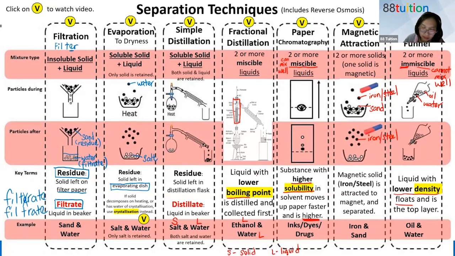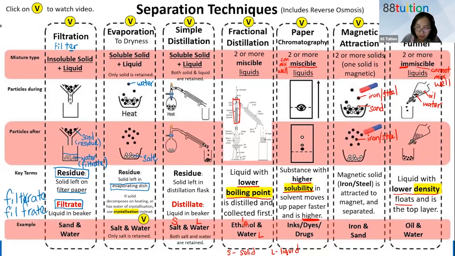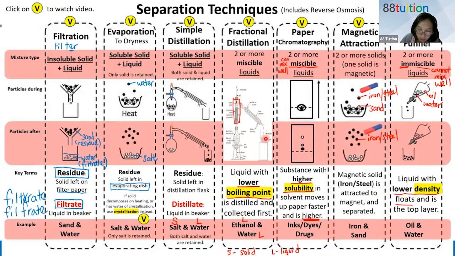Then for distillation, the liquid with the lower boiling point will boil first. So ethanol and water: ethanol has a lower boiling point than water, so ethanol will come out first. After all the ethanol has come out, then water will come out. That's how you separate ethanol and water. So lower boiling point will be distilled first. Whereas in chromatography, anything more soluble in the solvent will travel higher. And in the separating funnel, any liquid with lower density will float and be the top layer. Okay, any questions so far? Right, then we move on.